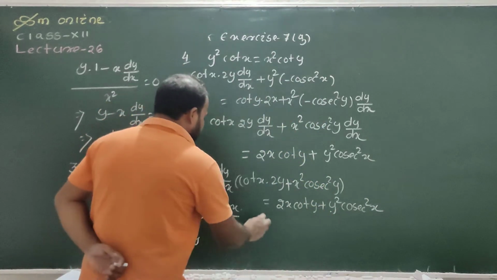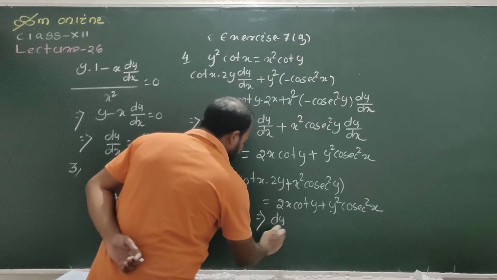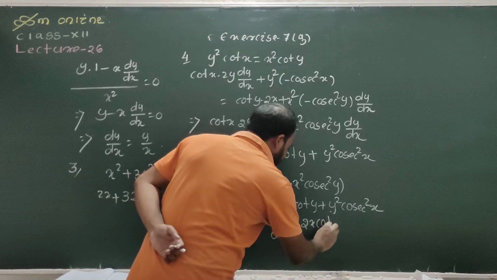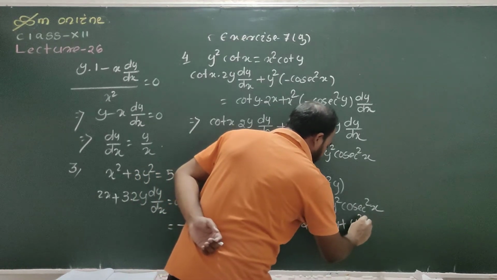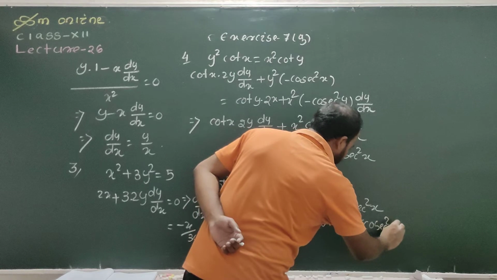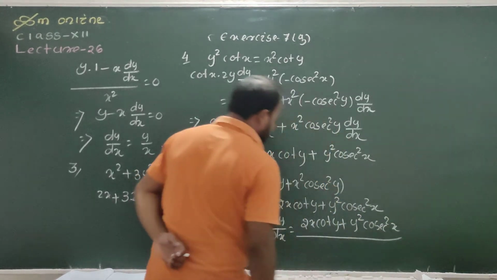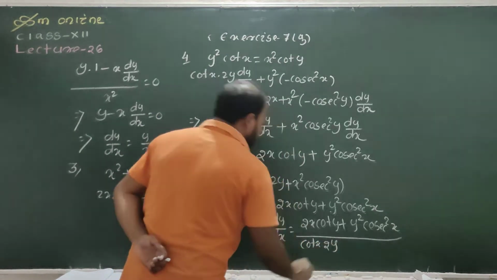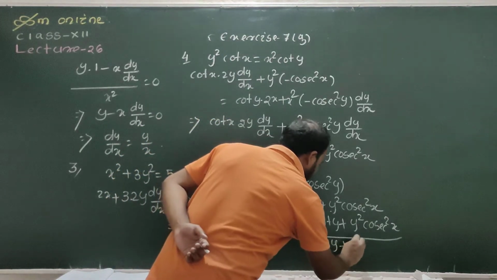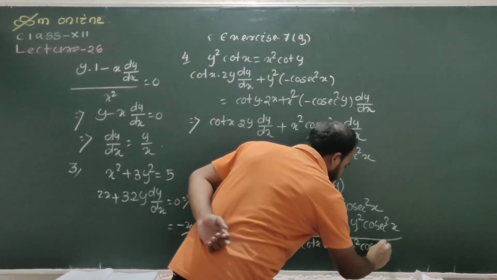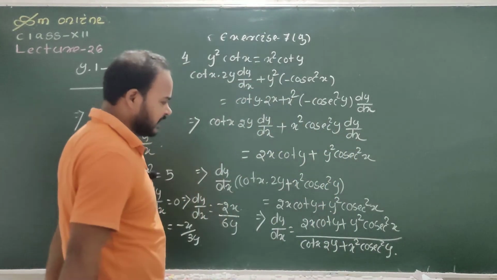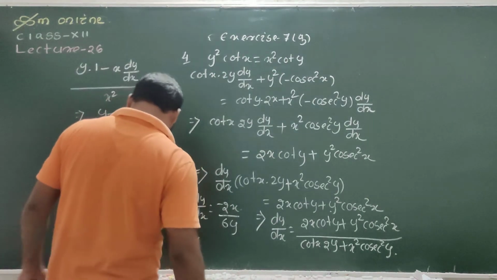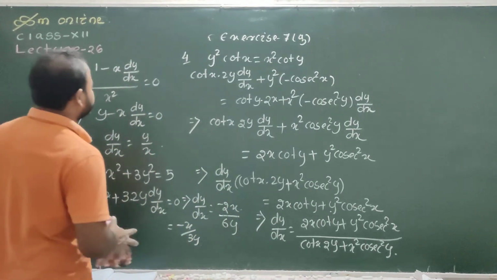And finally we get dy by dx equal to 2x into cot y plus y square cosec square x upon cot x into 2y plus x square cosec square y. This is the answer. Okay. Now move to question number 5. This is y equal to tan of xy.